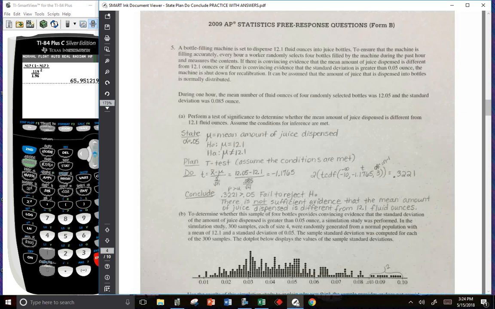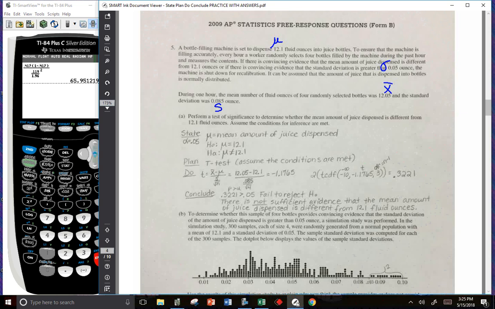Plan is that it's going to be a t-test because it's means. I thought you were supposed to use a z-test when you're given the population standard deviation. We do t-test. We don't ever do that. Can I keep going, though, please? Back with me here?